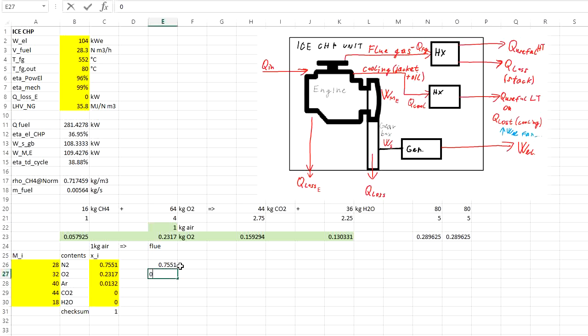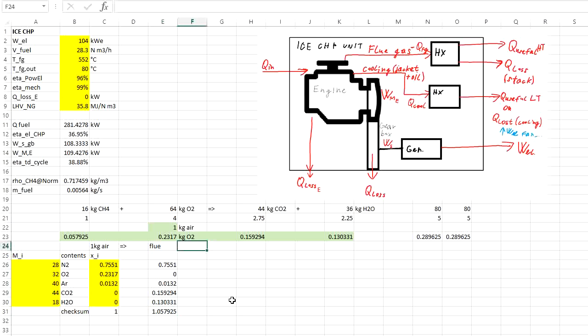The oxygen will be all combusted, so it's 0. The argon will stay, nothing happened to that one. And for the CO2, we have the product over here. And for the water, we have the product over here. And get the sum, which should be basically 1 plus the amount of the fuel.